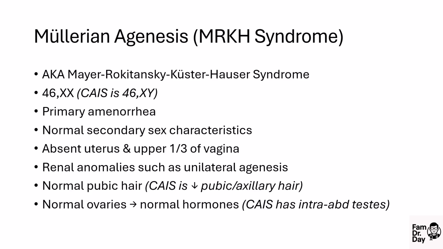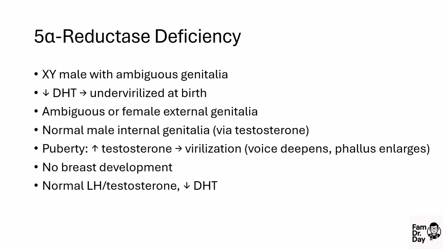A key distinguishing feature from CAIS: pubic and axillary hair are normal because androgens are working fine. Since the ovaries are present and functional, FSH, LH, and estrogen are all normal. Again, unlike CAIS, which has intra-abdominal testes.